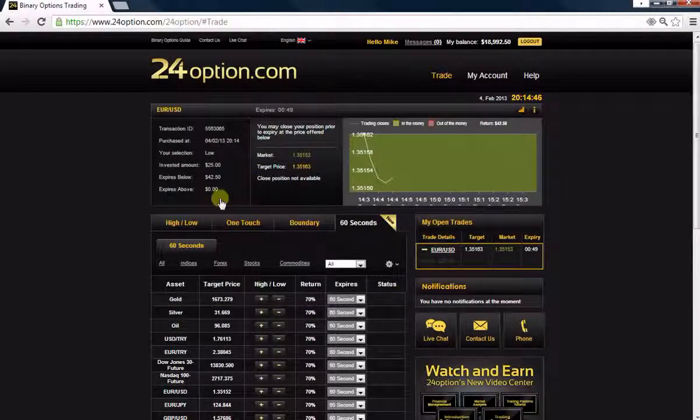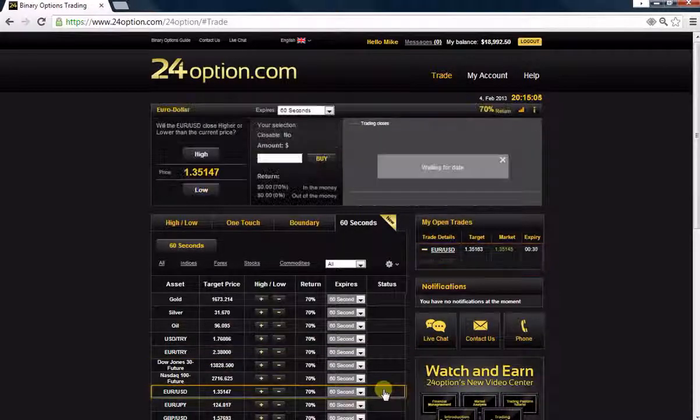Now what's different about the 24options platform from other platforms is that you have to click in order to prepare your next trade. What I mean by that is, this is the current trade, and it looks like we're winning this trade, but what we want to do is get the next trade ready, Euro US dollar.